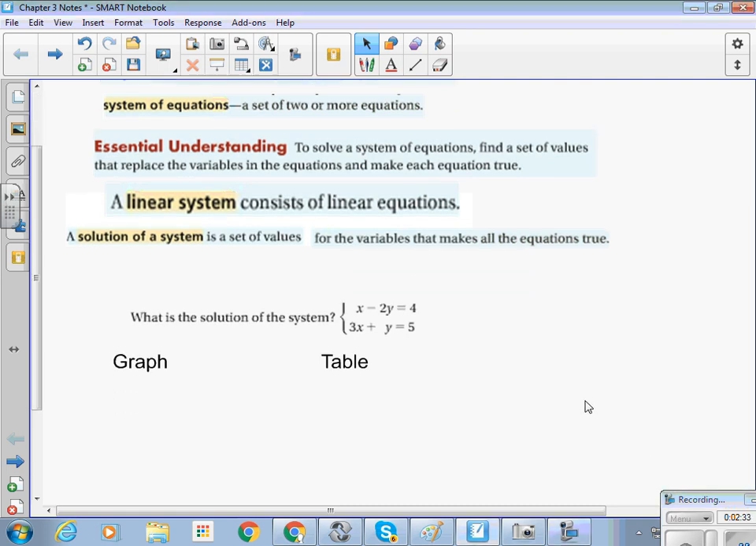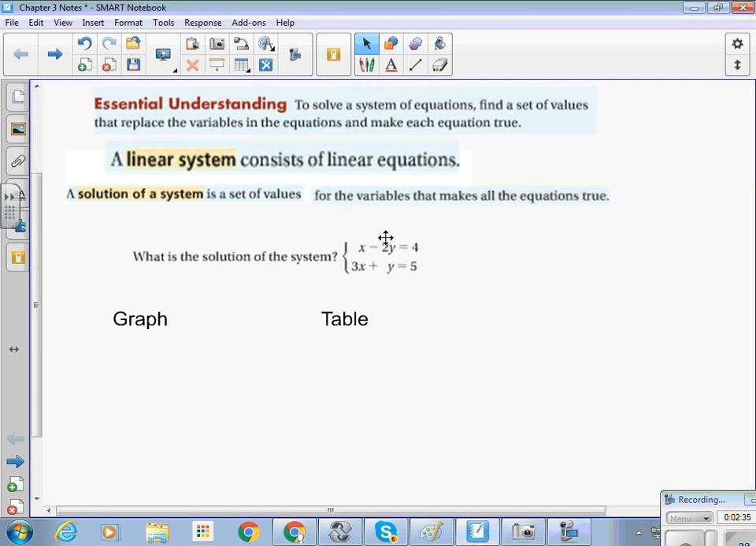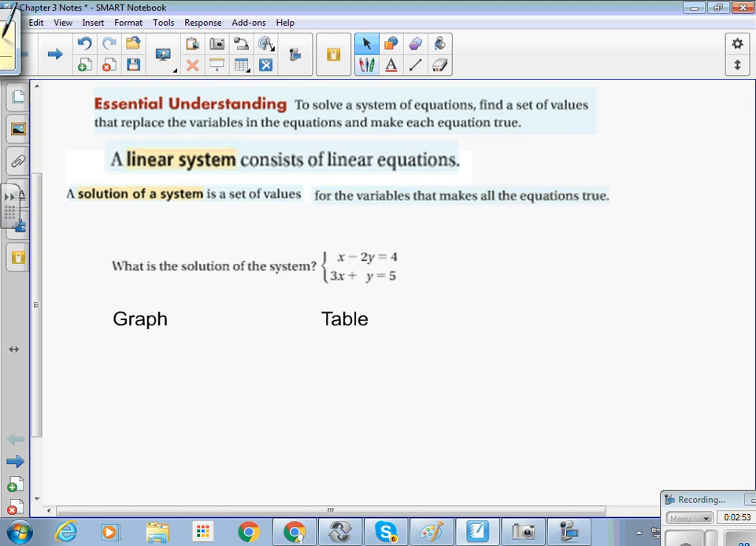All right, so let's apply this. I have two linear equations. I have x minus 2y equals 4 and 3x plus y equals 5. The first one I'm going to do is the table because I don't like the table. So let's get that one out of the way first.